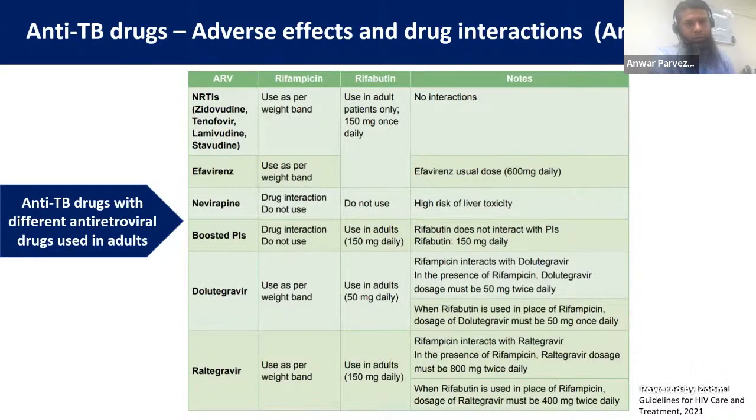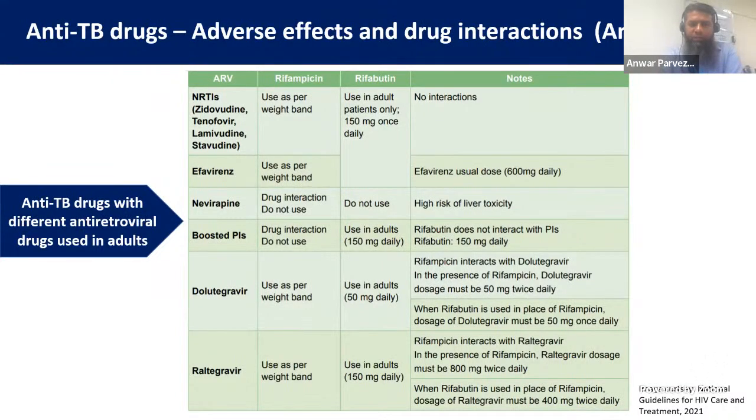Okay, so explaining further about rifampicin, rifabutin, and how they interact with ART. Like I said, NRTIs do not have any interaction with these drugs, and the dose of rifabutin is again 150 milligram once a day. Efavirenz doesn't have any interaction and can be given safely. The problem is with nevirapine, which we are again not using that commonly in the national program these days. There is a high risk of liver toxicity and also drug interaction, so we do not use them together. Protease inhibitors we don't give with rifampicin, but we can give with rifabutin.